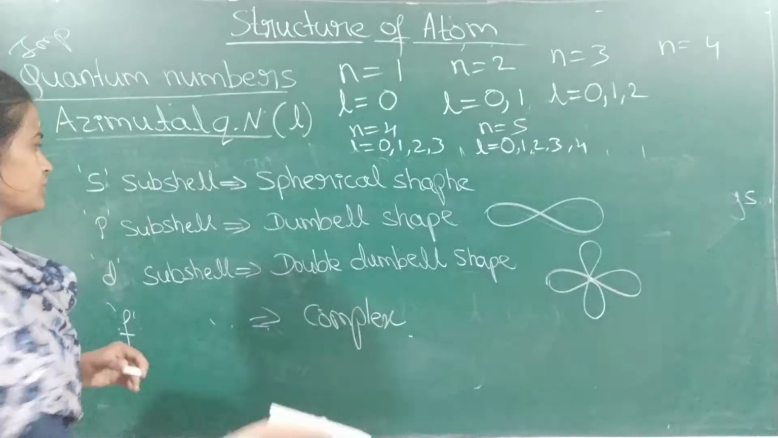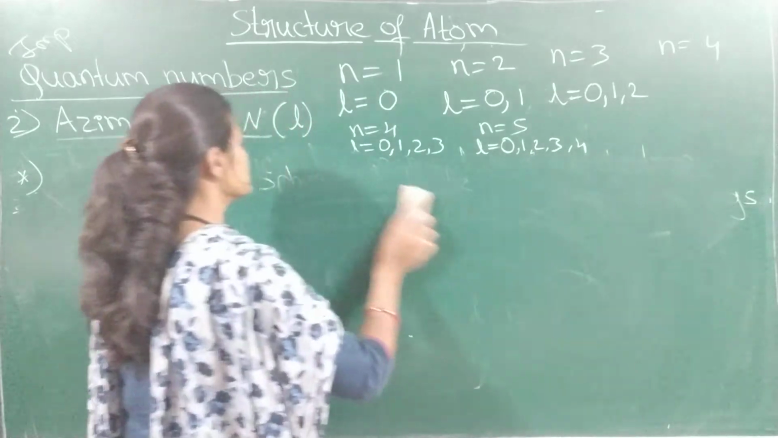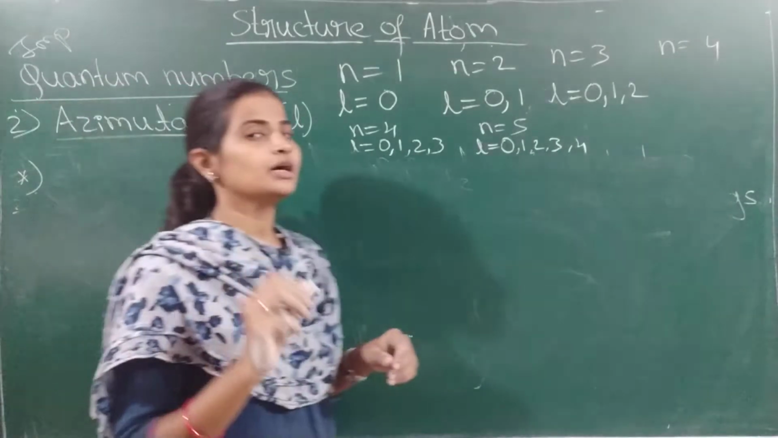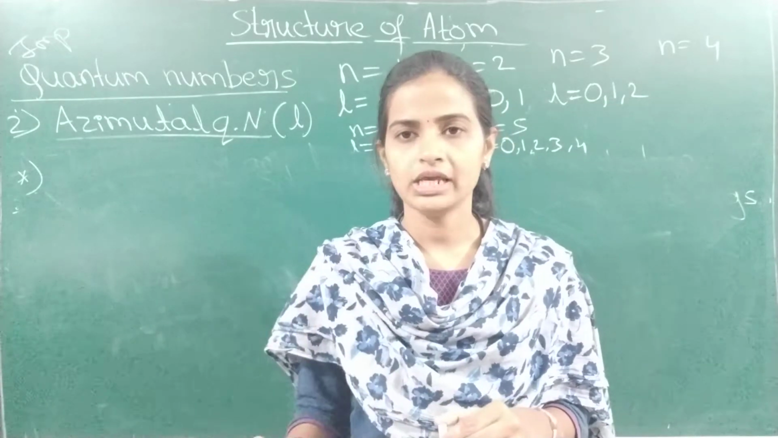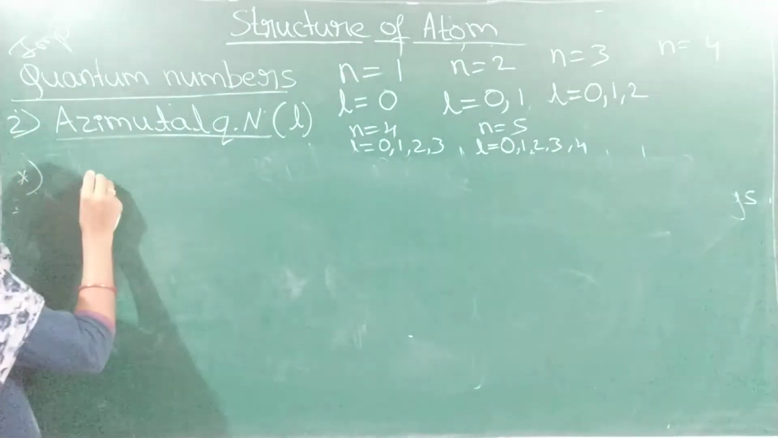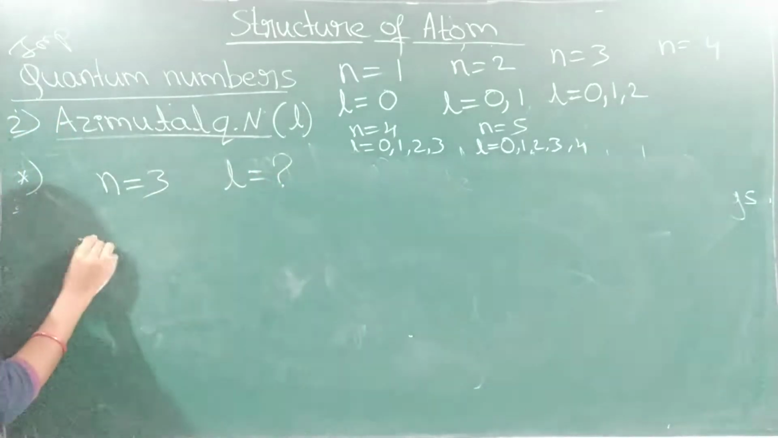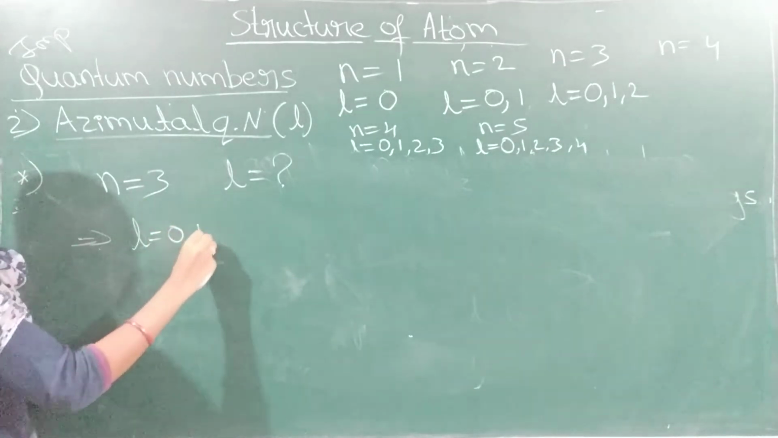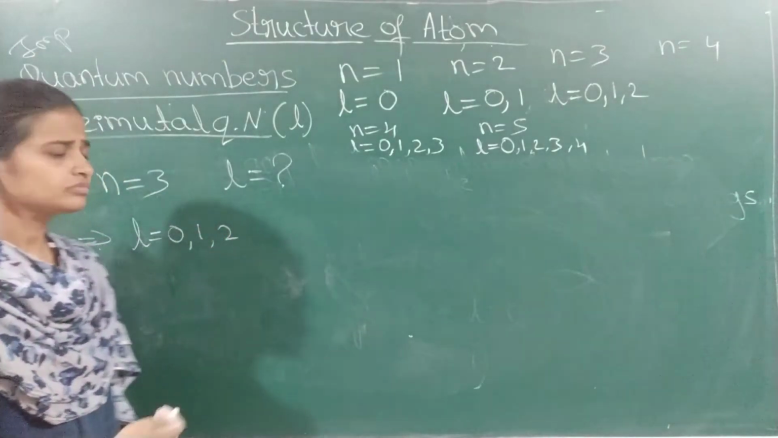Now you write down the question. For n is equal to 3, write the possible values for azimuthal quantum number. Okay, what is the question they have asked? They have given n is equal to 3, they have asked the values of l. We know, okay, n is equal to 3, start the values of l: 0, 1, 2. We cannot extend it because n is equal to 3. It should be one less than this. This is the answer.